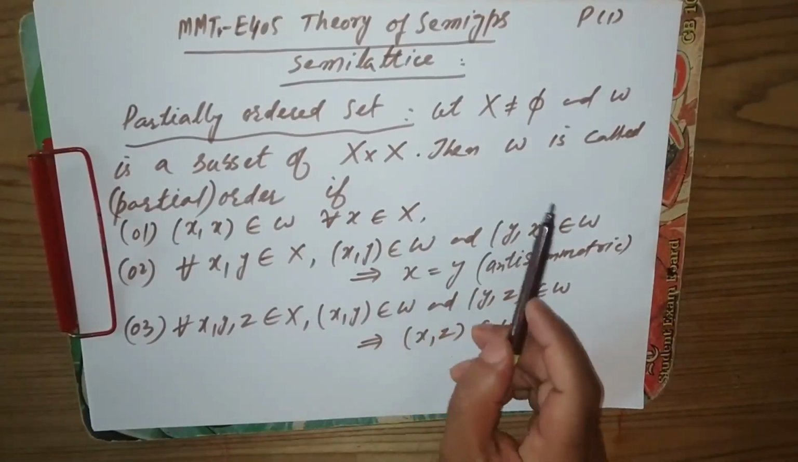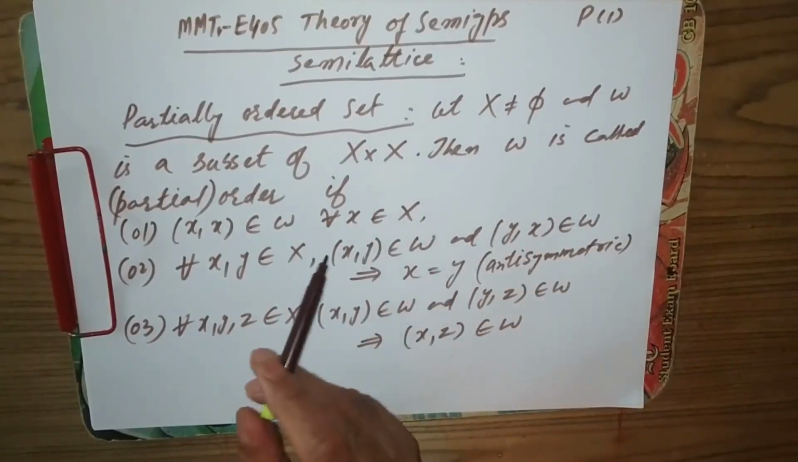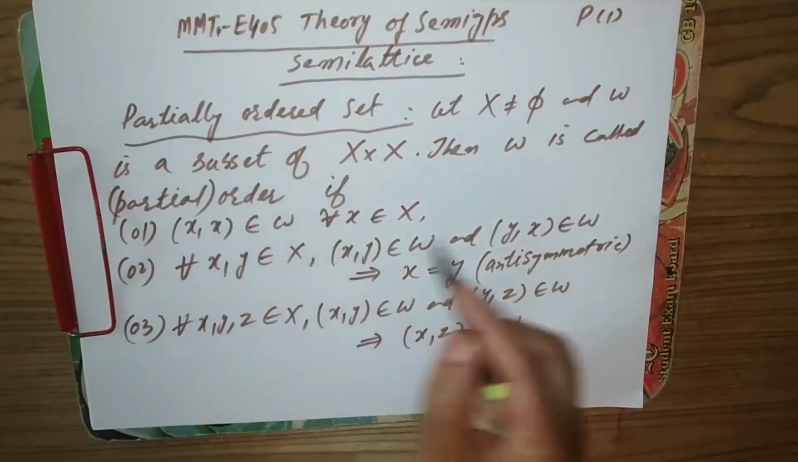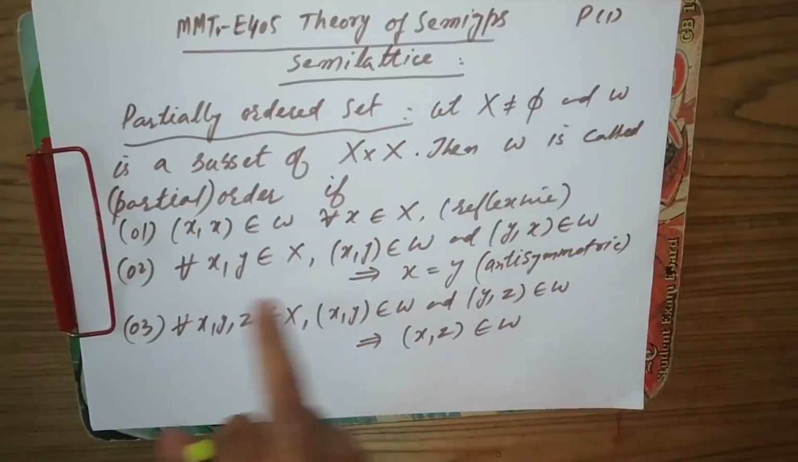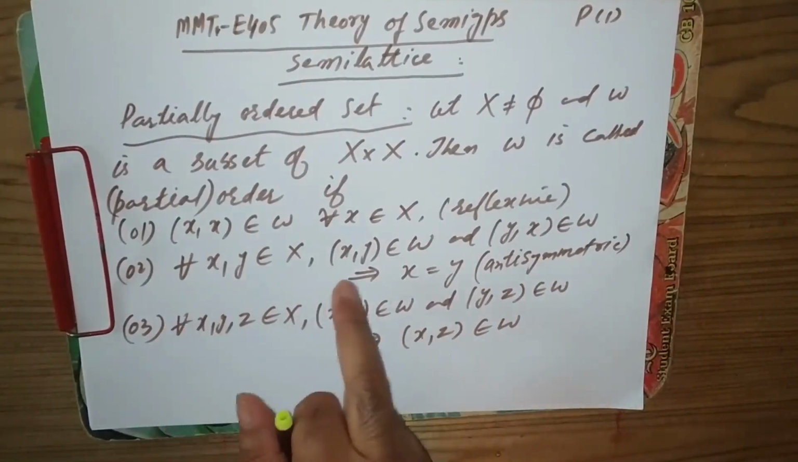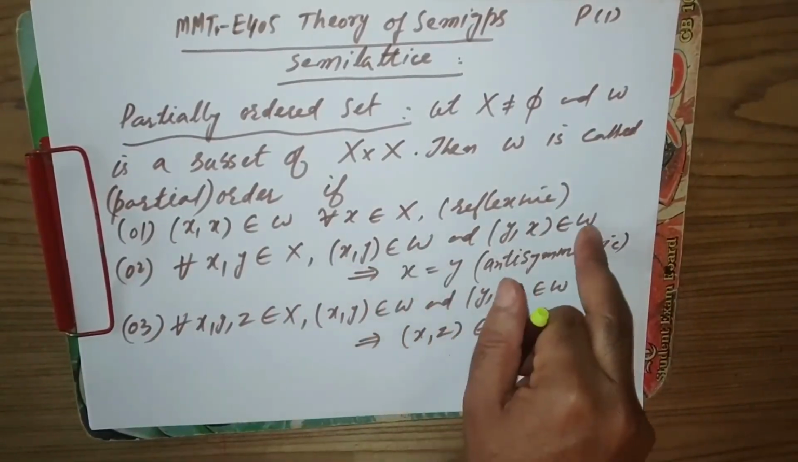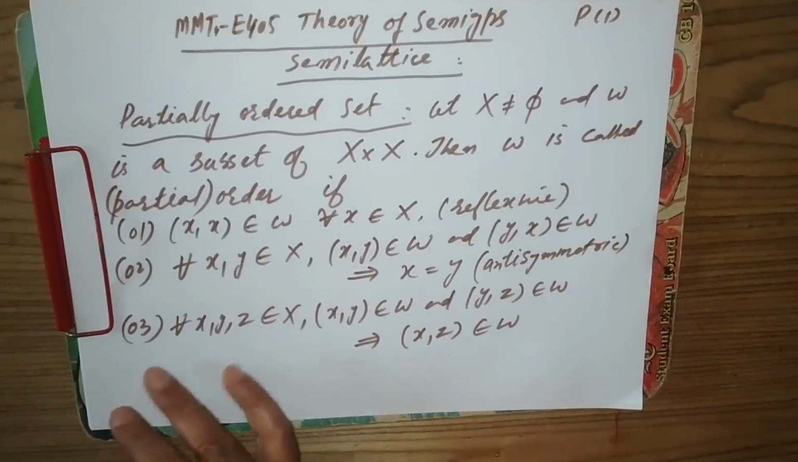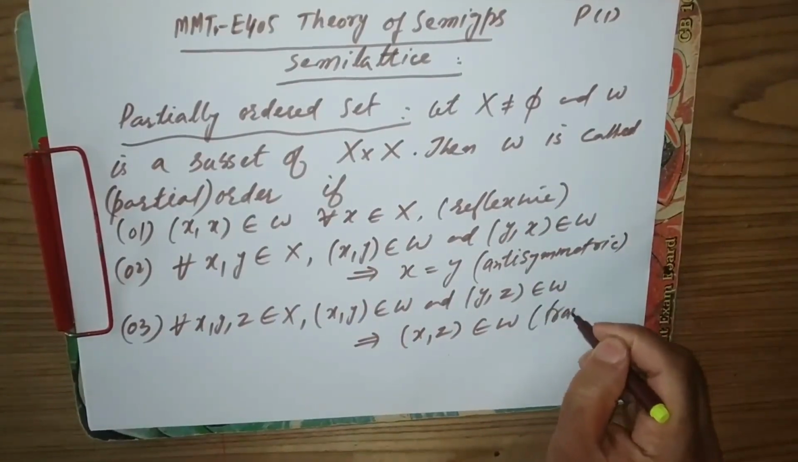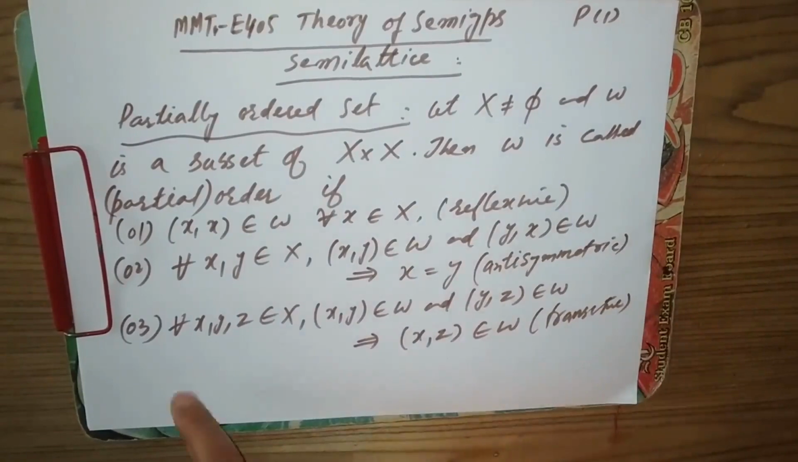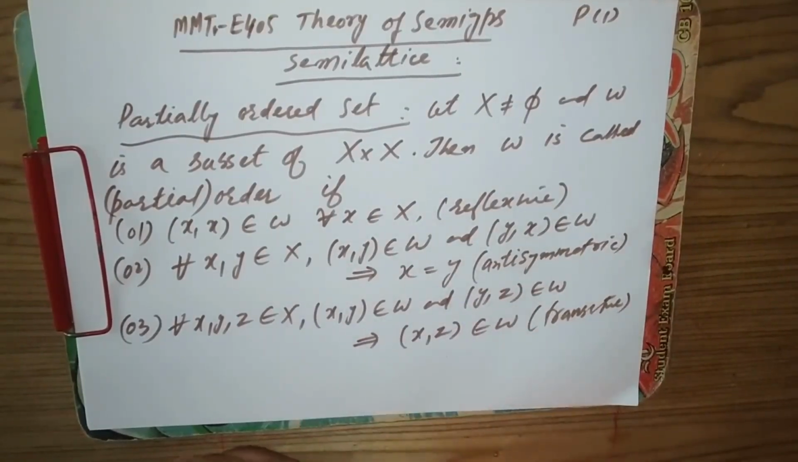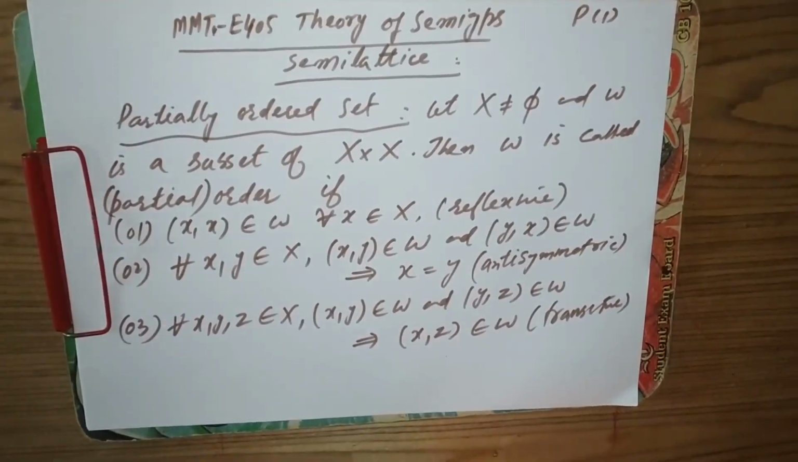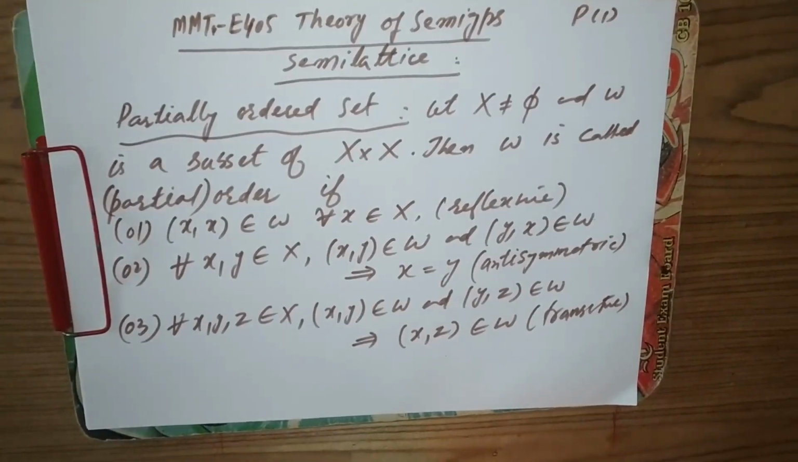So any relation on X is called a partial order if it is reflexive. This property is called reflexive. Second, it should be antisymmetric. Antisymmetric means whenever (x, y) is in omega and (y, x) is in omega, then x should be equal to y. And third, it should be transitive. Transitive means whenever (x, y) is in omega and (y, z) is in omega, (x, z) should be in omega. So any relation having these three properties is called an order on X.